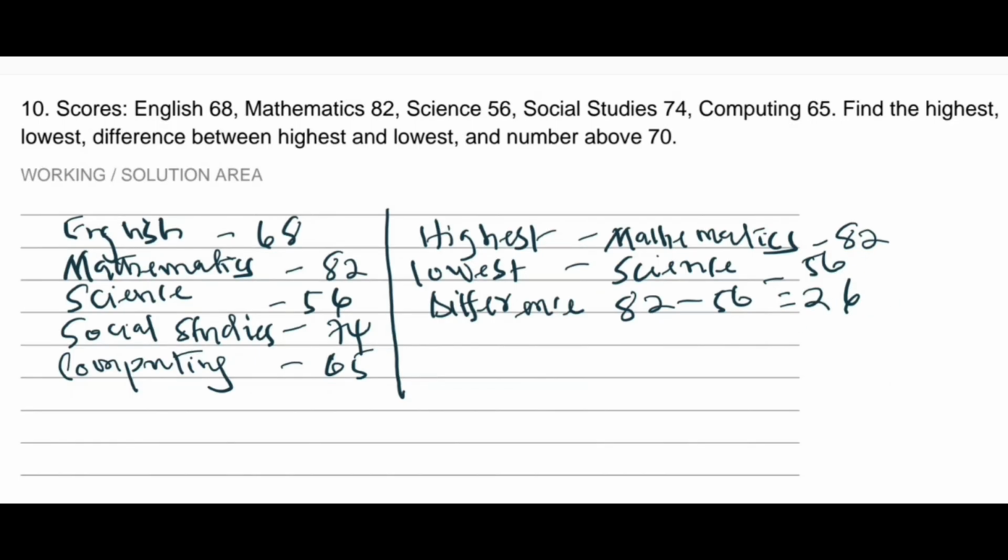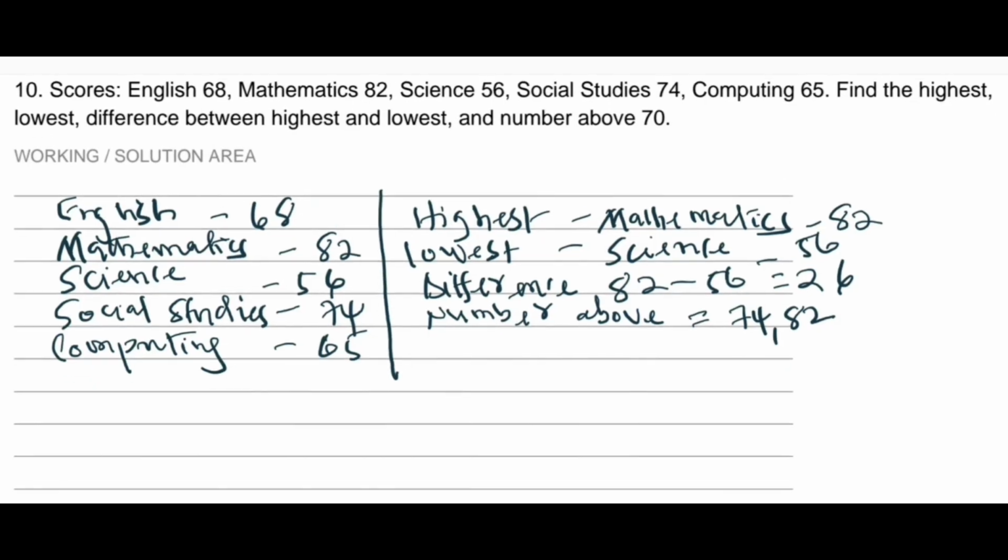The third one is number above 70. What's the number above 70? We have two numbers. The first one is 74 and 82. These are the two numbers above 70. Okay, so this brings us to the end of grade 4 test.